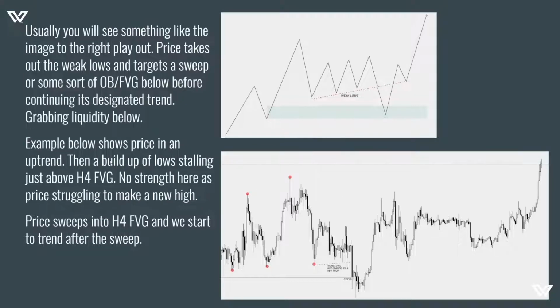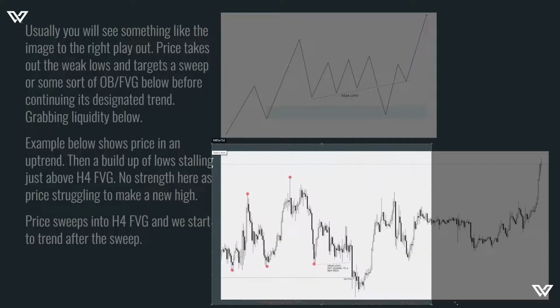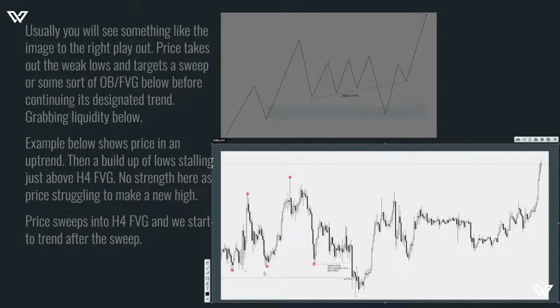So an example here is price in an uptrend. We have low, high, low, high, high, low. These lows did not lead to a new high. These are weak lows, not leading to a new high. Below we have a H4 fair value gap. So all this is inducement. Price sweeps into the H4 fair value gap, inducement's taken out. Price then reclaims these lows here, this area of support down here, and then we see price trend from there.